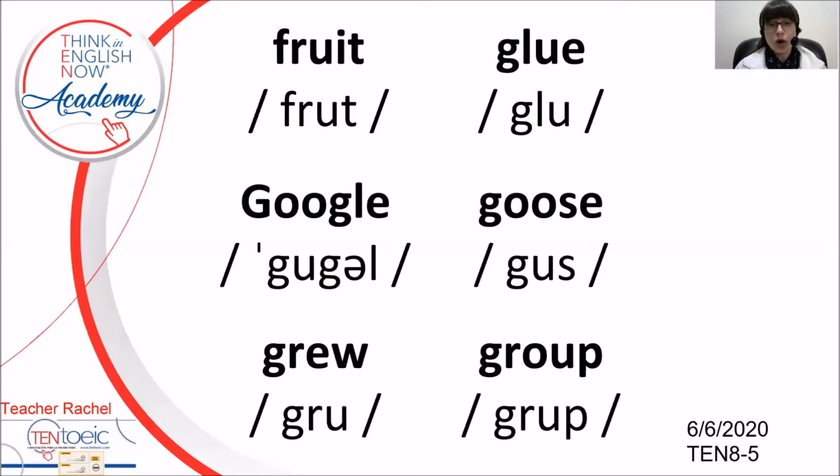Grew. This is the past tense of the word grow. So I grow vegetables in my garden. Last year, I grew vegetables in my garden, the past tense. Group. This is when you have many things in one place. So I want to be part of that group. So that means there's many people and I want to be with them. Group. So lots of people.